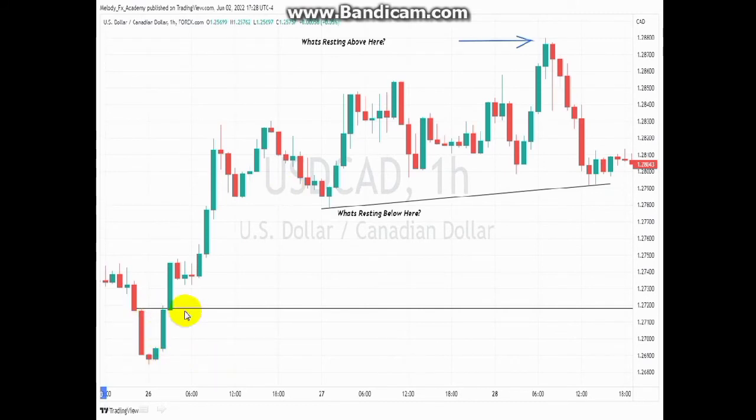So when I talk about the downside of this entry, this is our second entry, right? We have what is resting above here, buy stops. Look at what is resting above here.